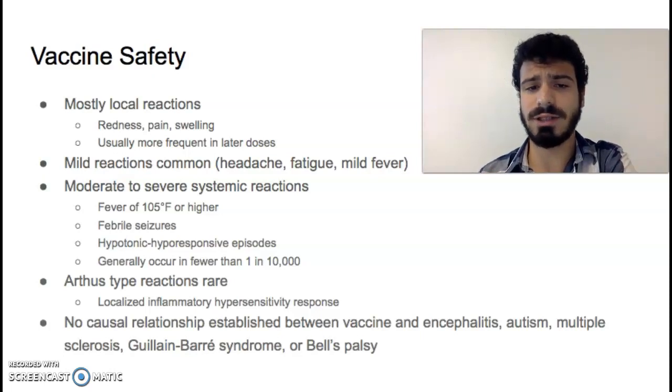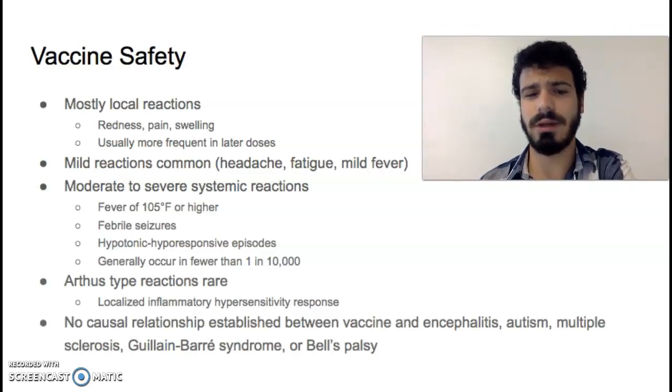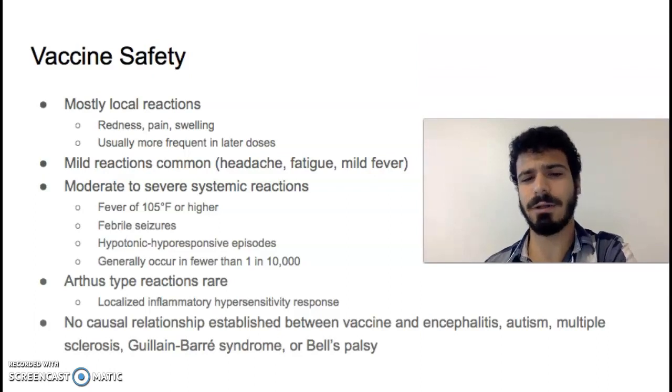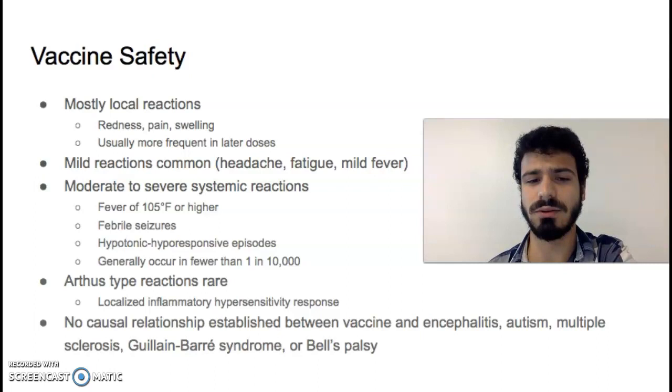Then Arthus-type reactions are also extremely rare, but they can occur. That's a localized inflammatory, hypersensitivity response, but it's extremely rare. And there's no causal relationship established between the vaccine and diseases such as encephalitis, autism, multiple sclerosis, Guillain-Barré syndrome, palsy, and other such diseases.